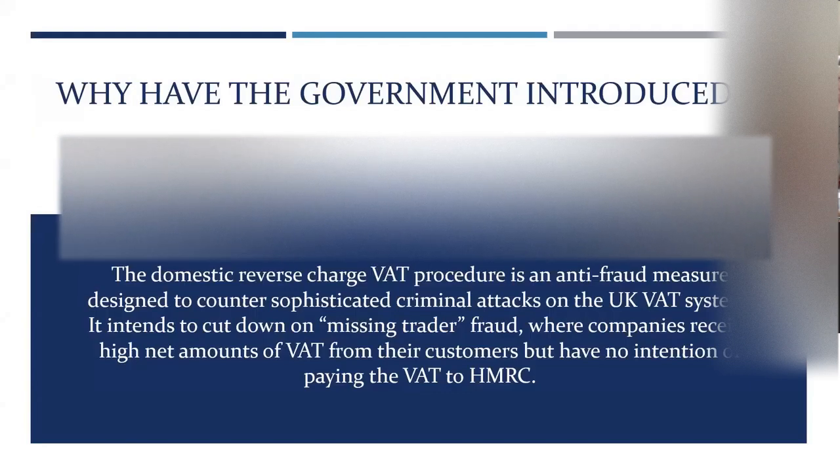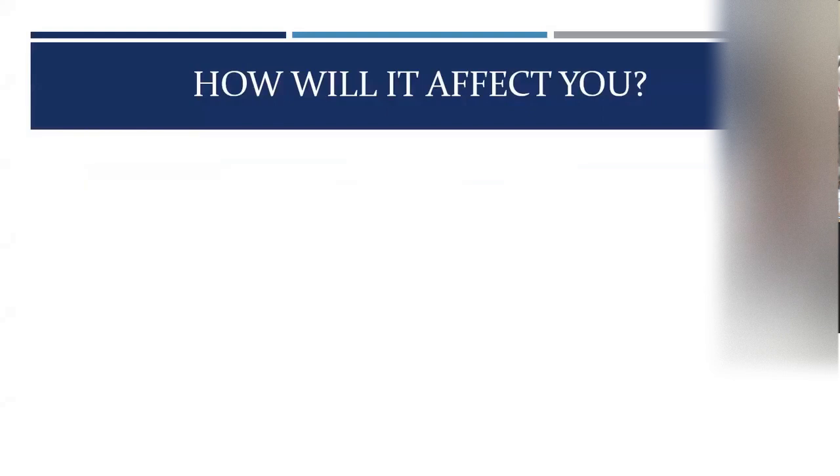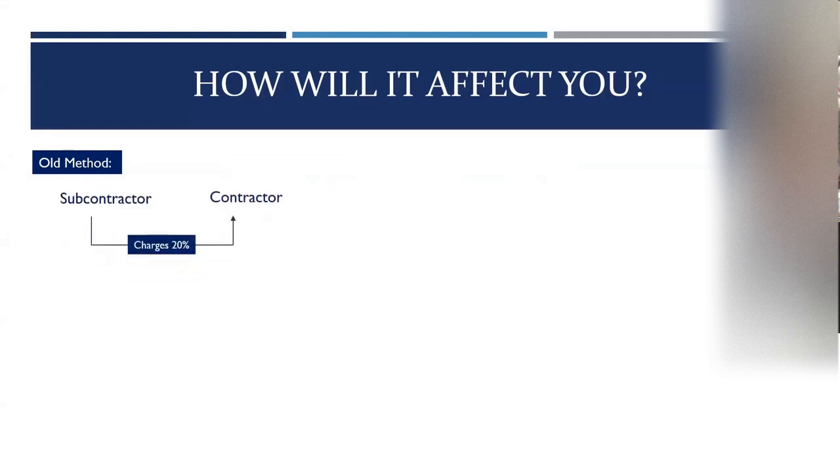If I show you the next few slides, it might become apparent. I will show you where the weakness in the current system is, and why they've brought out the reverse charge procedure to try and counteract it. So if we have a look at the old method, at the moment you have a subcontractor who will charge a contractor. He will add VAT on, and the contractor will claim it back. Then the contractor charges the main contractor VAT, and the main contractor claims it back.